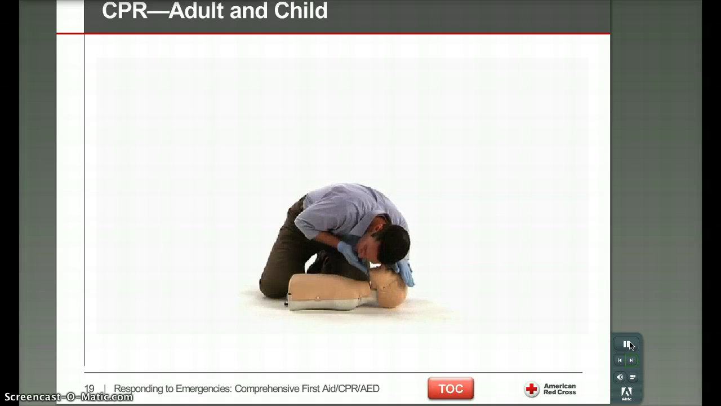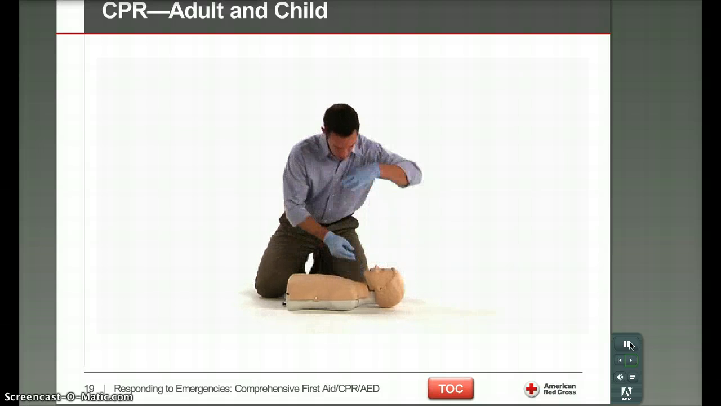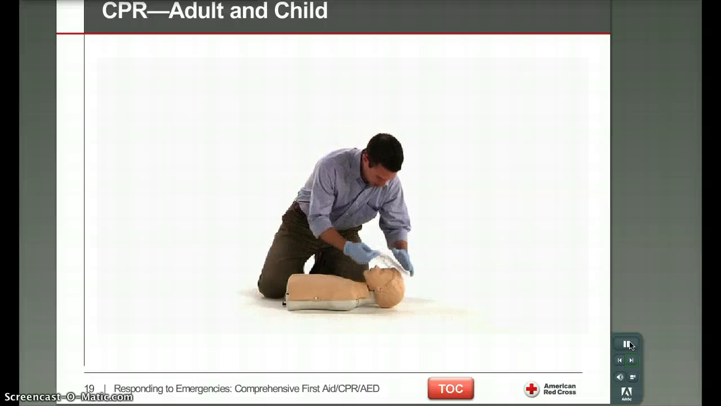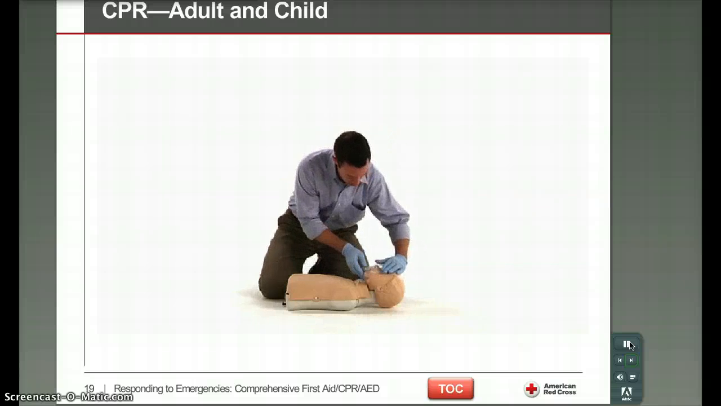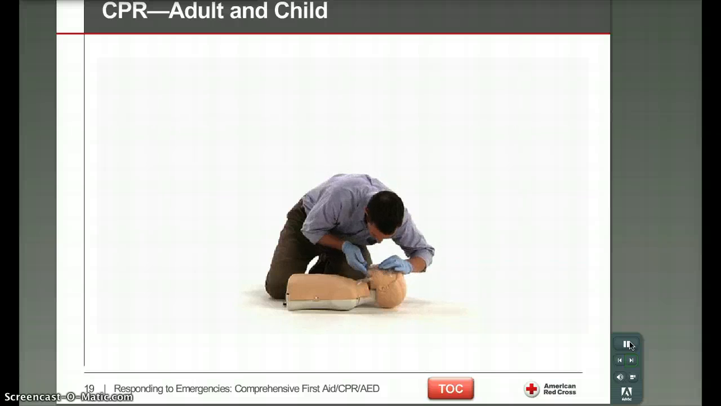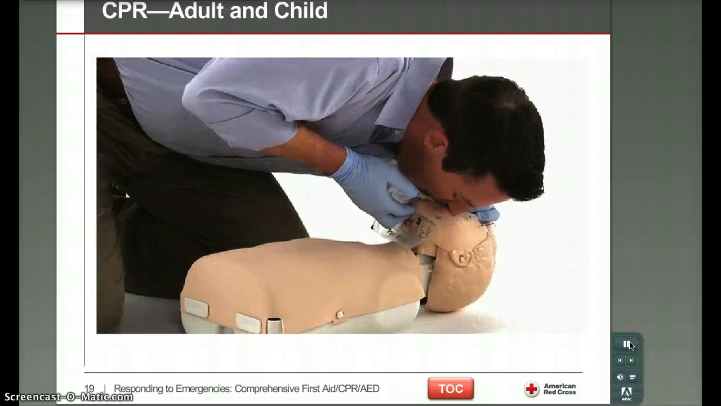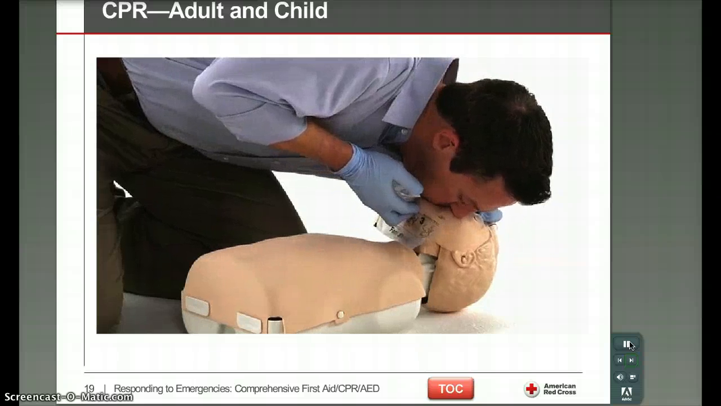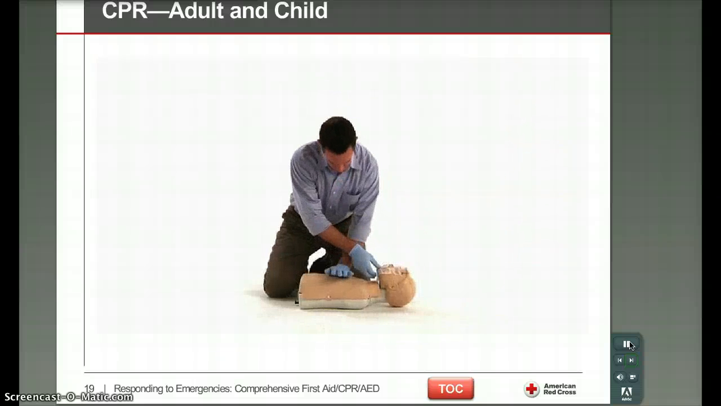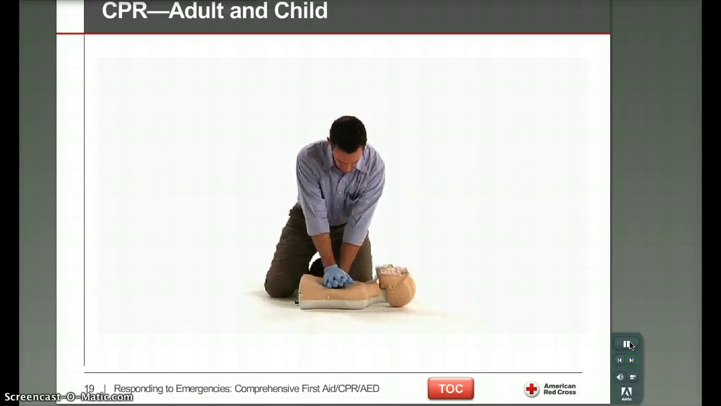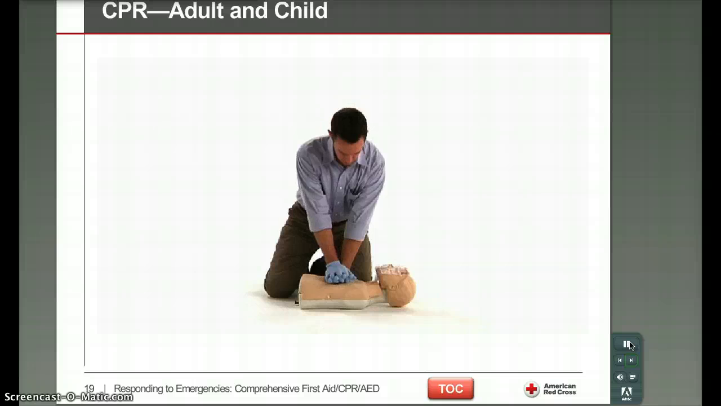There are two distinct differences between performing CPR on an adult and performing CPR on a child. After checking for breathing, give 2 rescue breaths. Then, quickly scan for severe bleeding and start chest compressions. Adults do not receive these 2 initial rescue breaths.